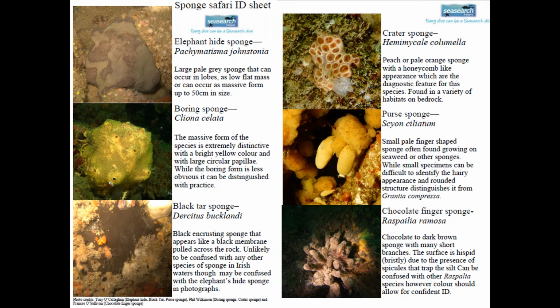But just to give an example of one, the sponge safari is a very simple project. There are 6 sponges that we've identified that can be reliably identified visually in the field. We've prepared an identification sheet that you can download and print. You'll probably have to laminate it if you're going to bring it near the water. And away you go and see can you identify these 6 species at your site, and then you can either submit it with your Seasearch records to us, or you can upload it with your photos of the species through the National Biodiversity Data Centre's mapping portal.